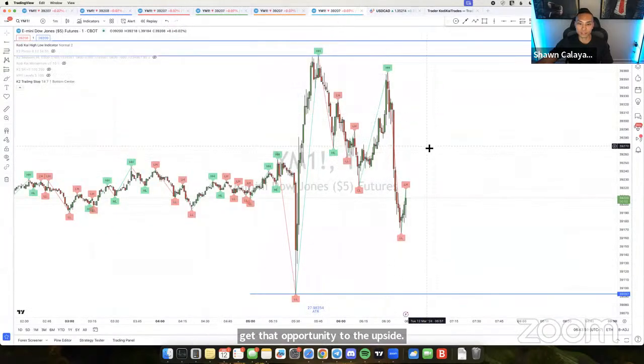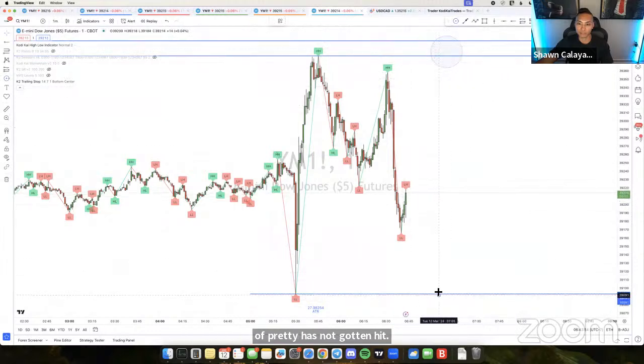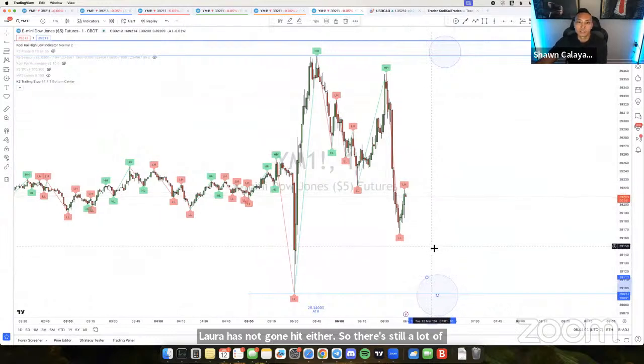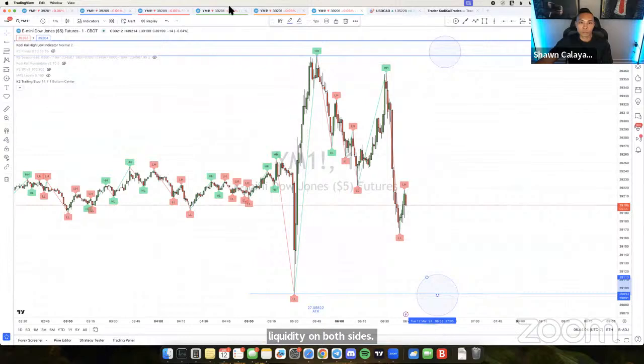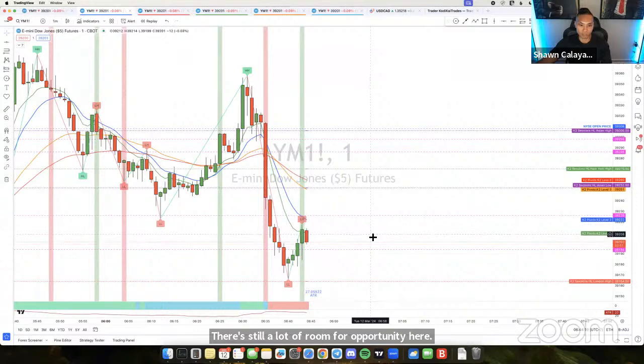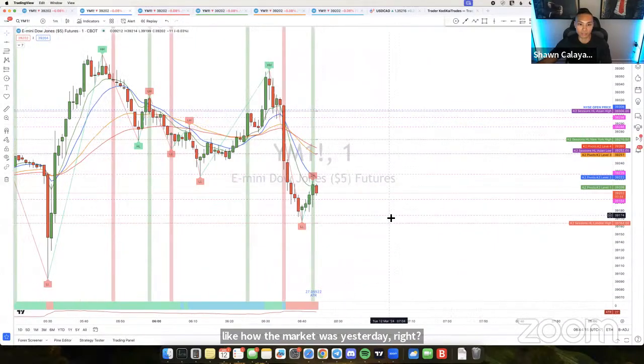Liquidity hasn't gotten hit yet. As you guys can see, the top liquidity has not gotten hit. The lower level has not gotten hit either. So there's still a lot of liquidity on both sides, and there's still a lot of room for opportunity here. So we just got to sit tight. This is kind of how the market was yesterday, right? We just got to sit tight. The opportunity will come up when the time comes, but right now we just got to sit tight.